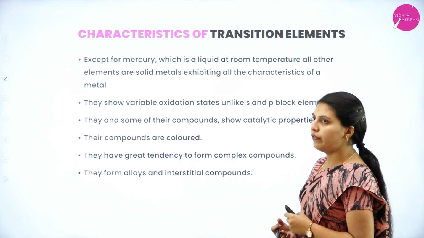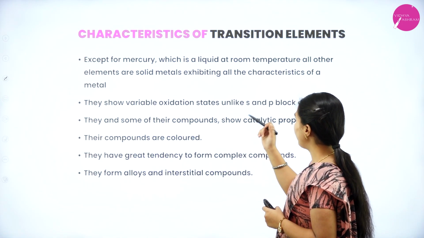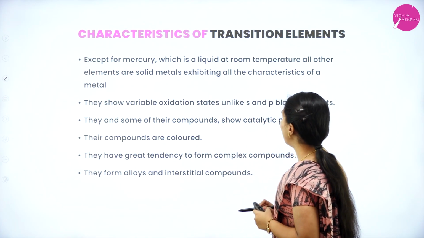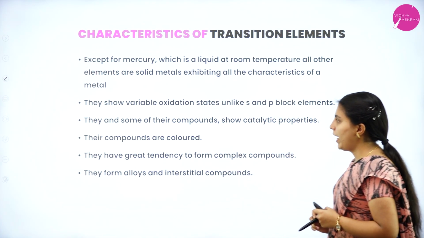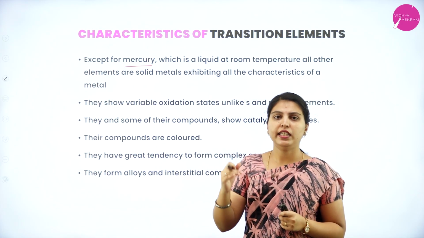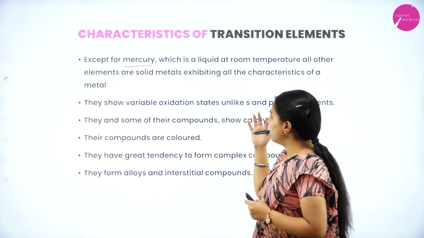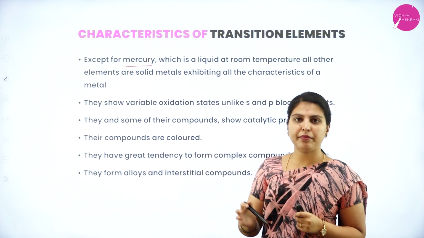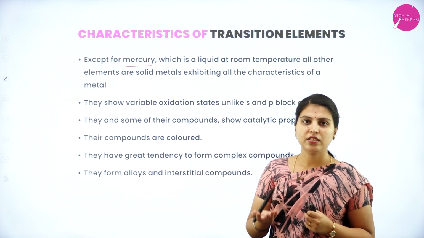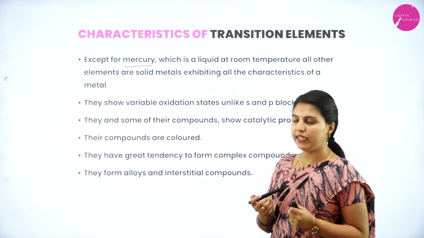Next, characteristics of transition elements. Except for mercury, which is a liquid at room temperature, all other elements are solid metals exhibiting all the characteristics of a metal. About mercury, we know that it is an exceptional case. At room temperature it will be in the liquid state, and the other elements, the transition metals, we already call metals. So metals are usually solid in nature and exhibit characteristics of a metallic nature.